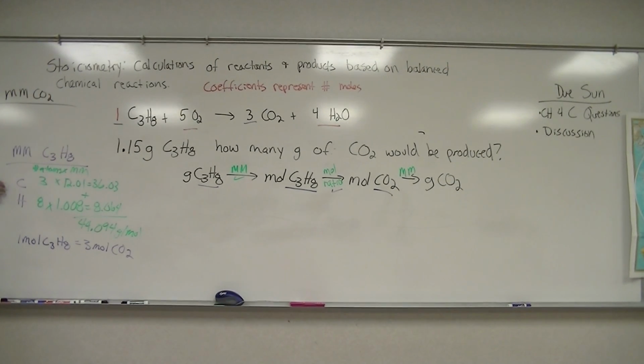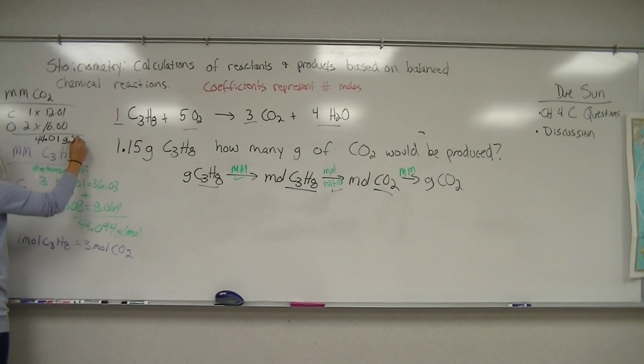Same steps that we did for C3H8, just a different molecule. So how many carbon atoms? 1. How many oxygen atoms? 2. Go to the periodic table: carbon is 12.01, and oxygen is 16, correct? So that's 44.01. It's just a coincidence that our two molar masses happen to be almost exactly the same. That's grams per mole.